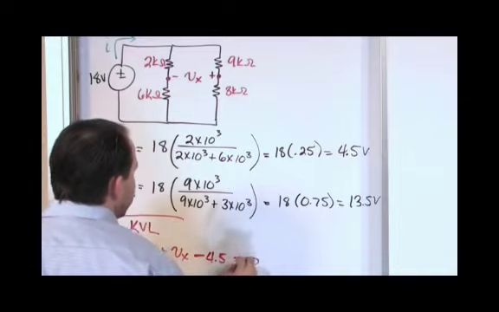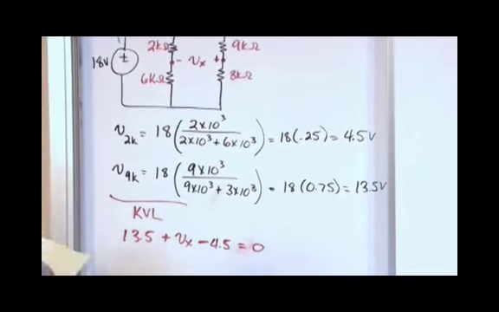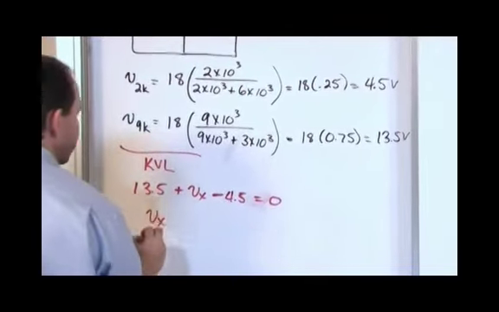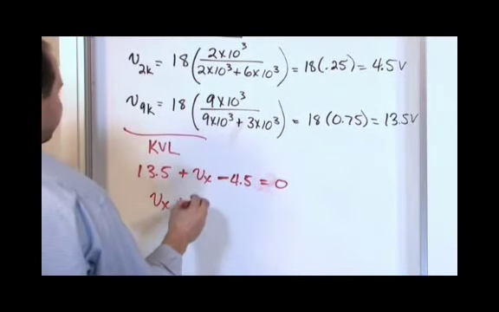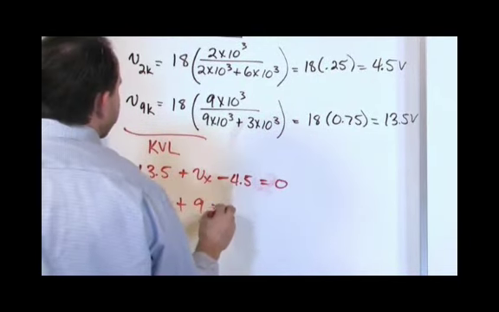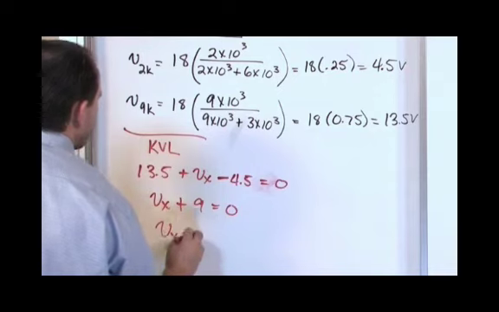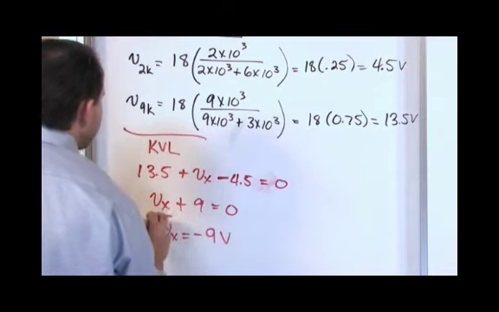And then you get equal to 0. So what you have is Vx plus, when you take this and subtract this, you get 9. And that's equal to 0. So Vx is equal to negative 9 volts.